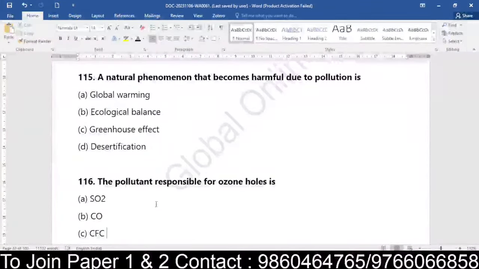The question is the 115th question. A natural phenomenon that becomes harmful due to pollution is called what? Global warming, ecological balance, greenhouse, or desertification. A natural phenomenon that becomes harmful due to pollution. So you have to answer what exactly the phenomenon is called, or what exactly the phenomenon is known as.